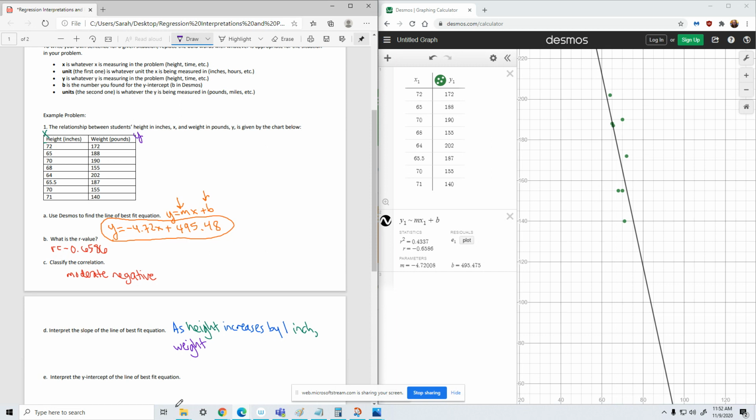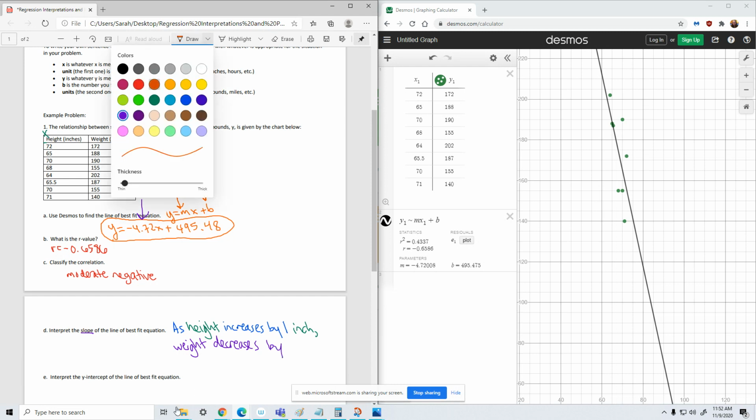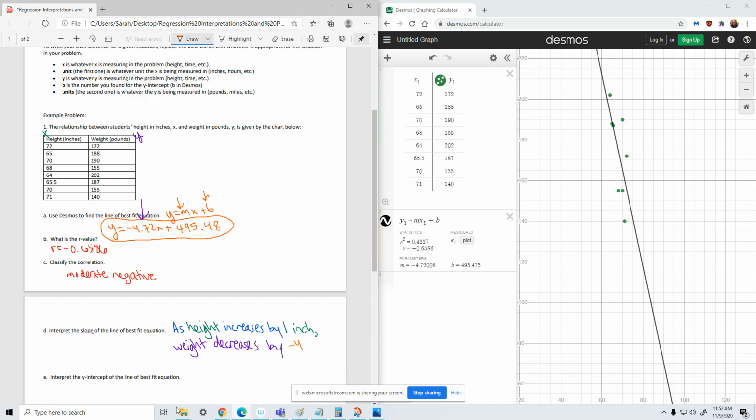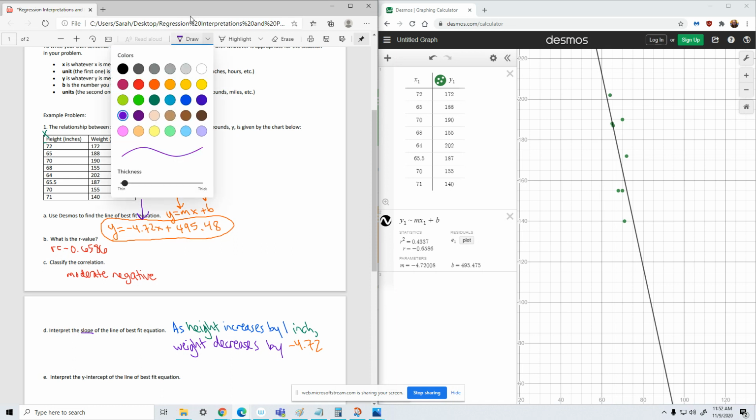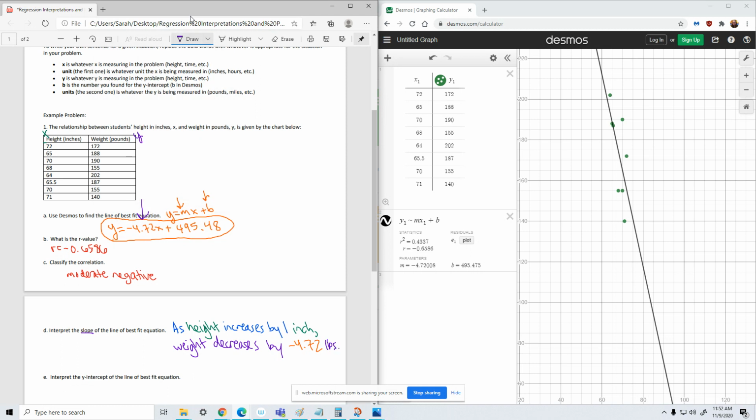Now we look at our slope. Our slope is negative 4.72. So since that's a negative slope, we're going to say decreases by our slope number, which was 4.72. And then what's our unit for weight? Our weight is being measured in pounds in this problem. We abbreviate that, 4.72 pounds, like that.